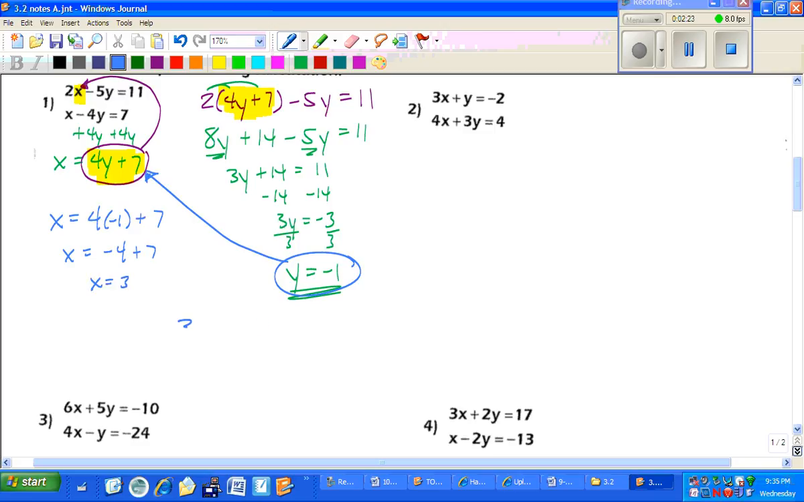So our final answer, we want to write it as an ordered pair. The point that's a solution to both equations. The point where those two lines intersect is (3, negative 1).